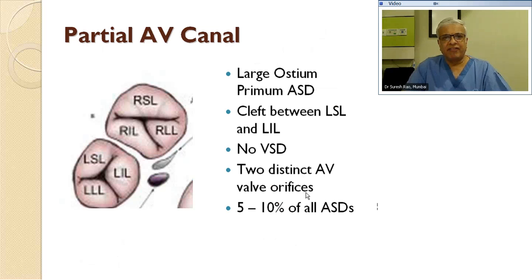The first one is the partial AV canal. As you can see here, there's a large primum ASD, which is not illustrated in this diagram. The cleft between the left superior and the left inferior leaflet is the cleft which you are seeing. There is no VSD in a partial AV canal, but there are two distinct atrioventricular orifices, and it forms about 5 to 10% of all AVSDs which we see. So that's the coronary sinus, that's the AV node, that's the right AV valve, and that's the left AV valve, and that's the cleft you find between the left superior and inferior leaflet.